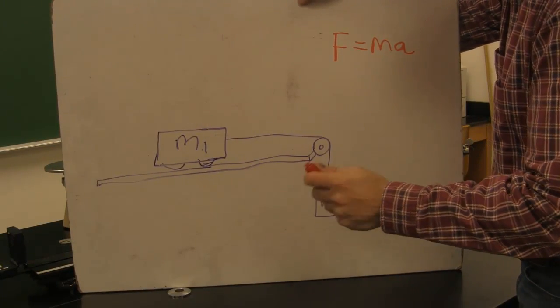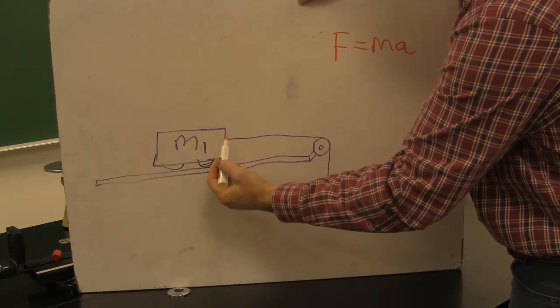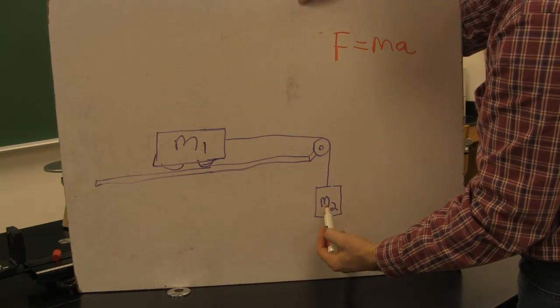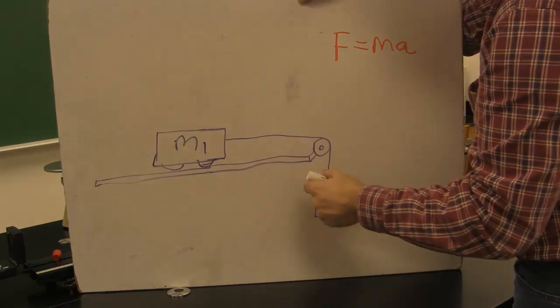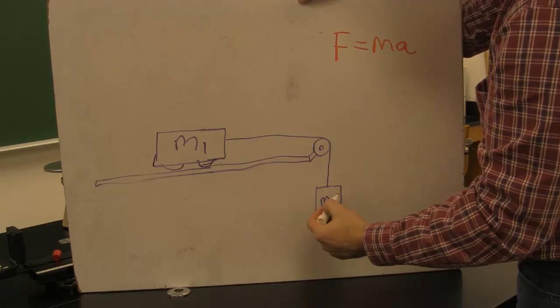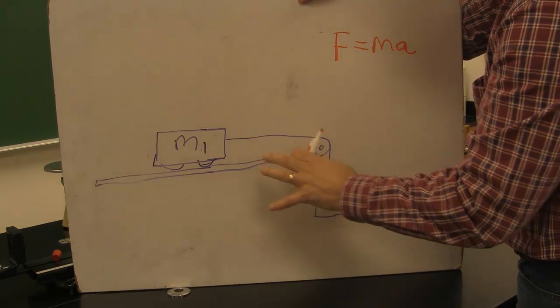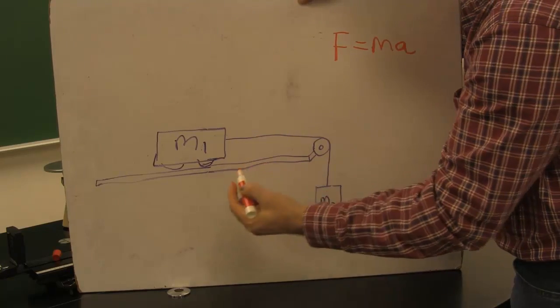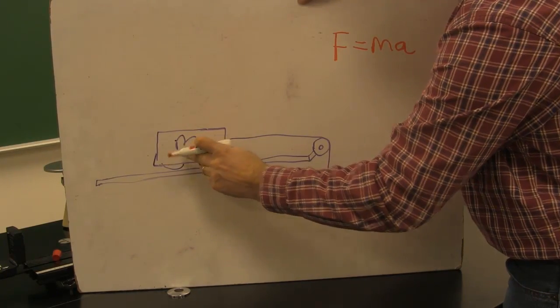Now here I have a diagram of a modified Atwood machine. You see the mass of the cart is M1, the hanging mass is M2. And so the system mass is a total M1 plus M2. That's the system mass. Now let's look at the forces that are involved here. And right now let's just concern ourselves with the forces on this cart.